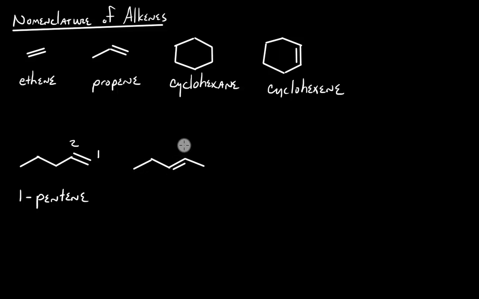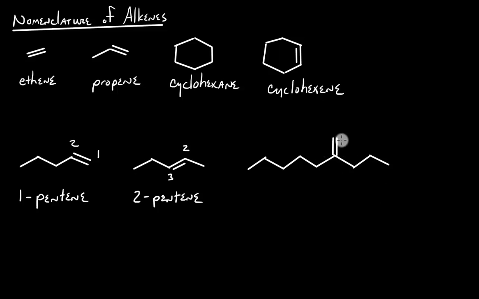So to minimize that number, we're going to utilize 2 as our numbering scheme. So this would no longer be a 1-pentene, this would be a 2-pentene. And it's very important to remember that even though we have the 2, we really are including both carbons that form our alkene in the numbering for the longest parent chain. So let's give another example.